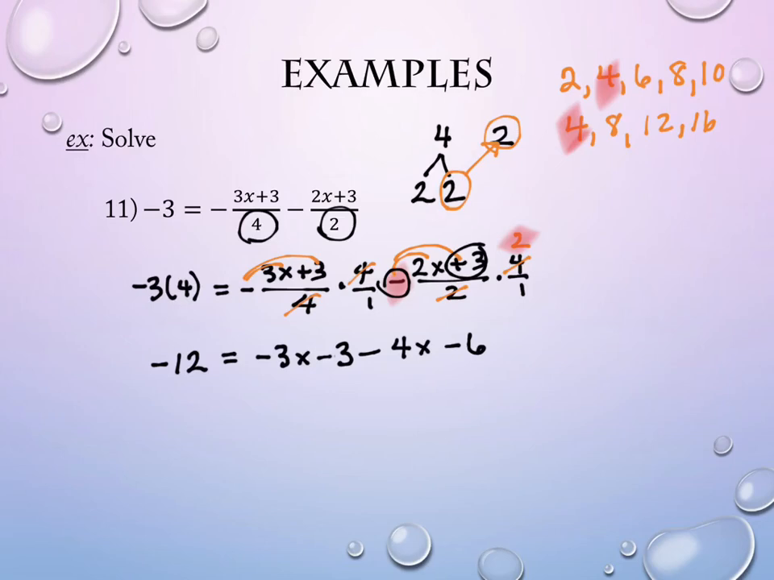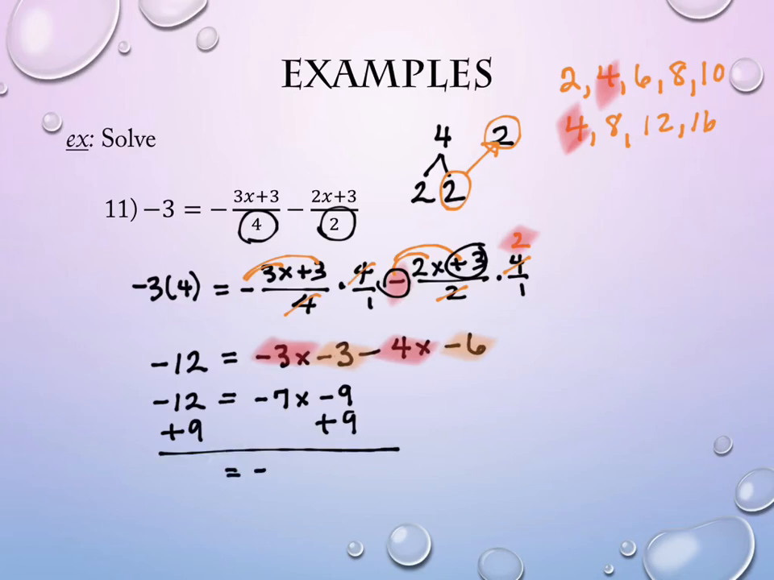Good catch. Okay, let's do some cleanup. So this is negative 12. What pieces can combine on the right? Negative 3x and negative 4x, which gives me what? Negative 7x. And what else can combine on the right? Negative 3 and negative 6, which gives me negative 9. Now what? We're going to add the 9. So we have negative 7x on the right. What is negative 12 and positive 9?